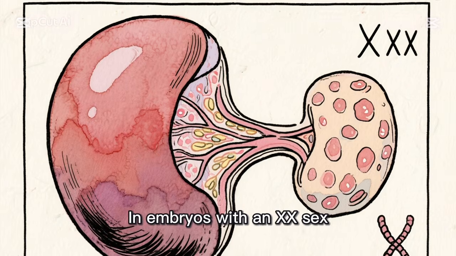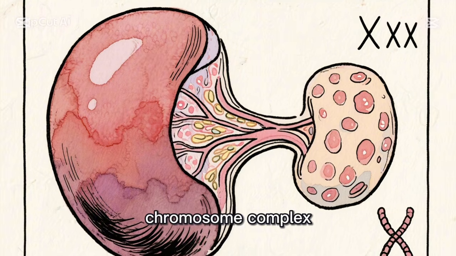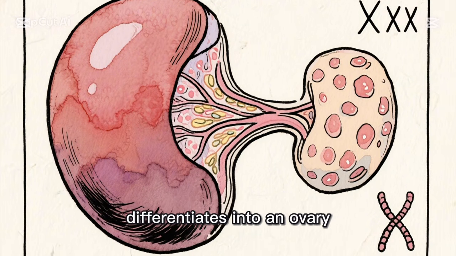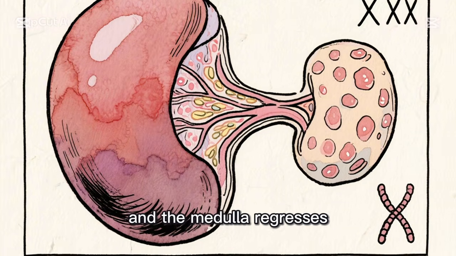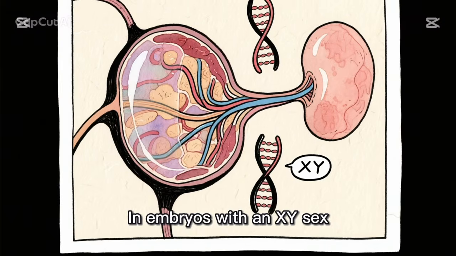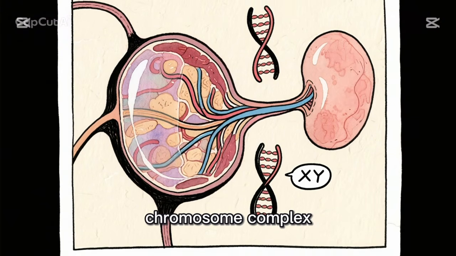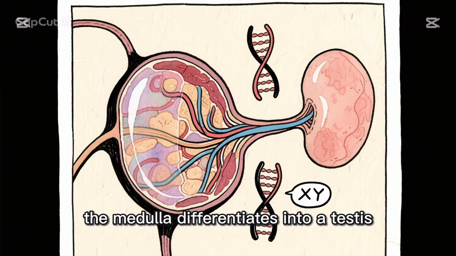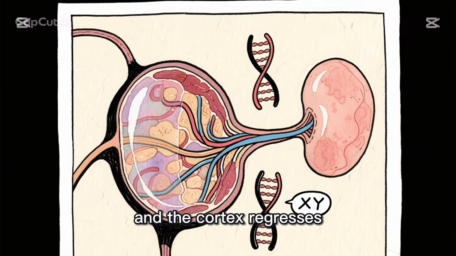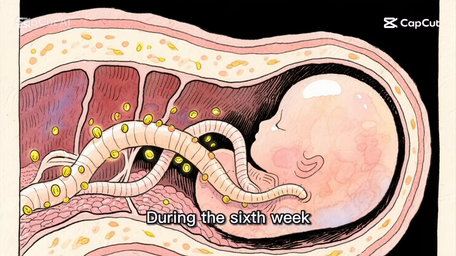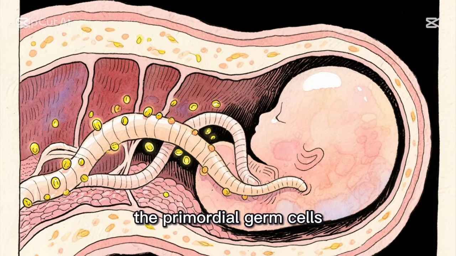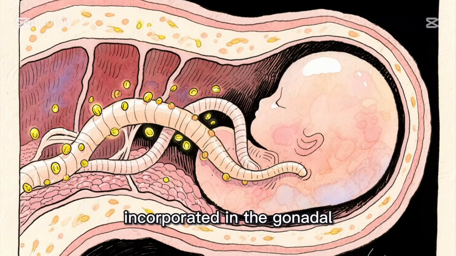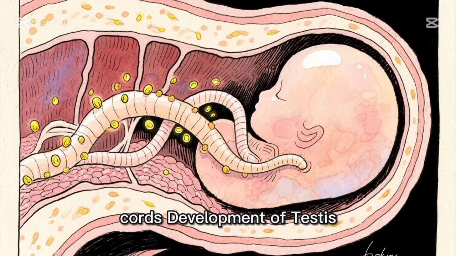In embryos with an XX sex chromosome complex, the cortex of the indifferent gonad differentiates into an ovary, and the medulla regresses. In embryos with an XY sex chromosome complex, the medulla differentiates into a testis, and the cortex regresses. During the 6th week, the primordial germ cells enter the underlying mesenchyme and are incorporated in the gonadal cords.